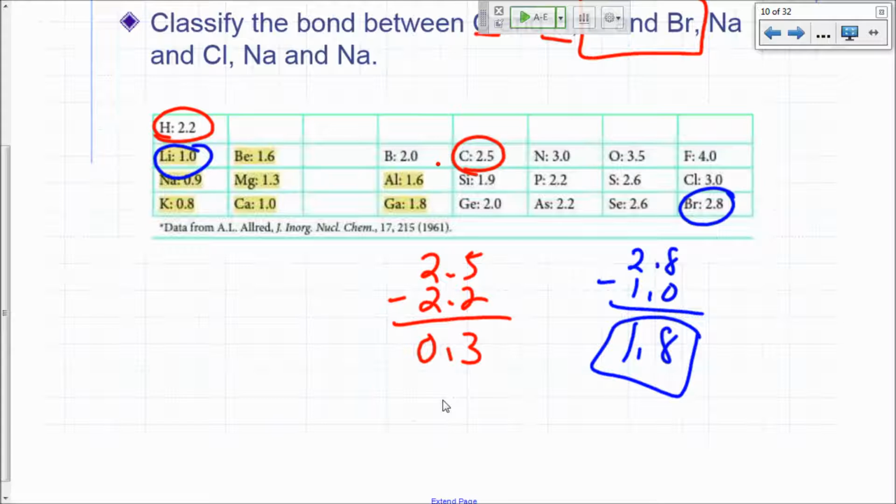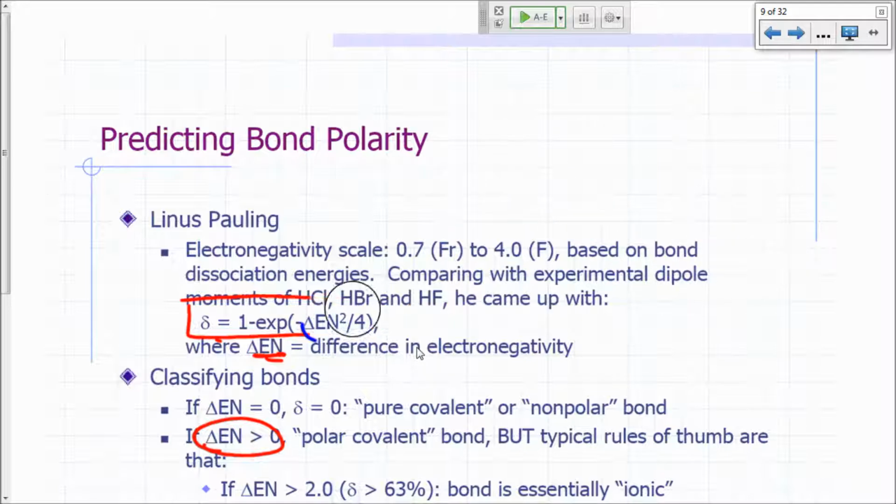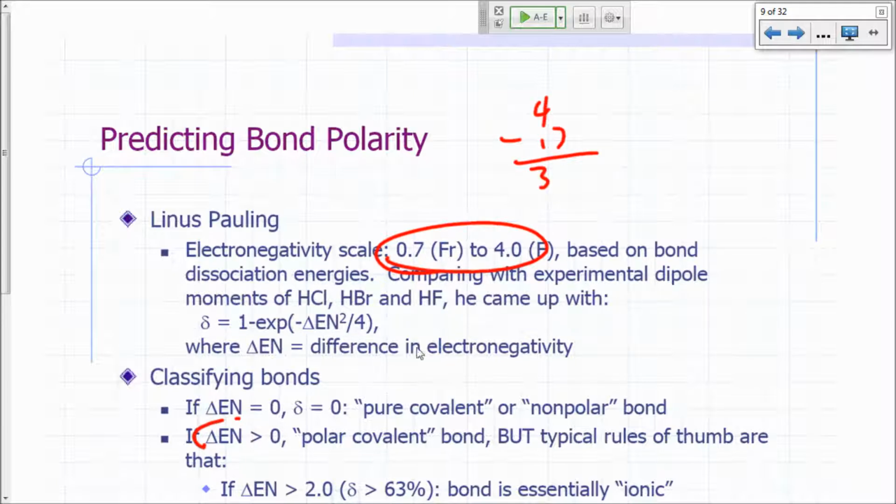Because there's really no such thing as 100% ionic. How can you get 100% ionic anyway using Pauling's formula? What would have to be the electronegativity difference in order for delta to be equal to 1? What's the largest possible electronegativity difference you can get, between francium and fluorine, right? Based on his scale, what's 4 minus 0.7? 3.3. But what is 1 minus e to the negative 3.3 squared over 4?